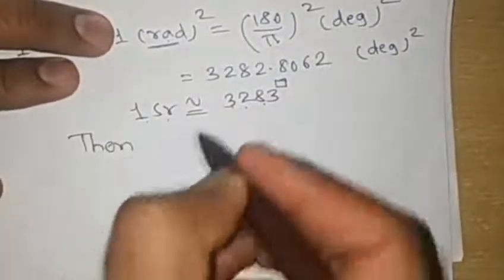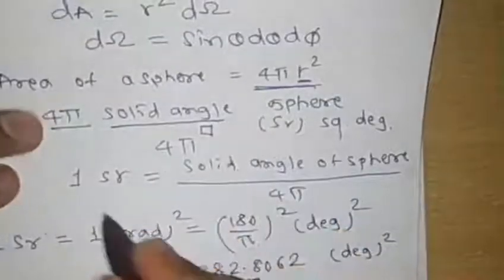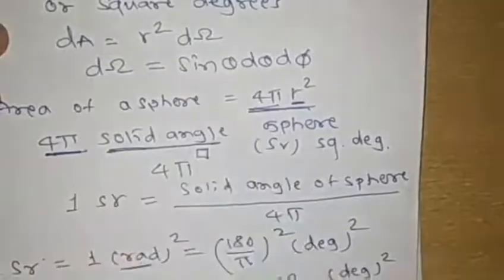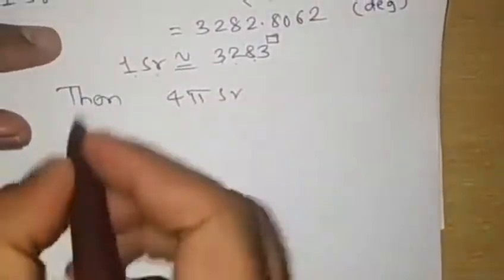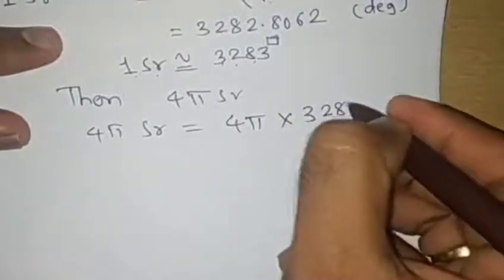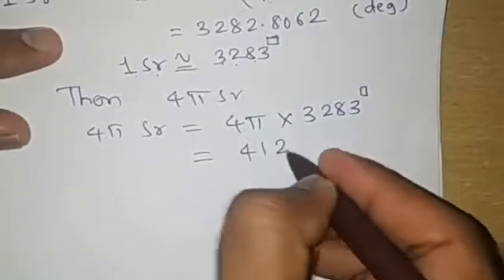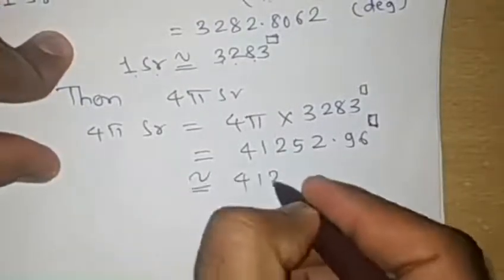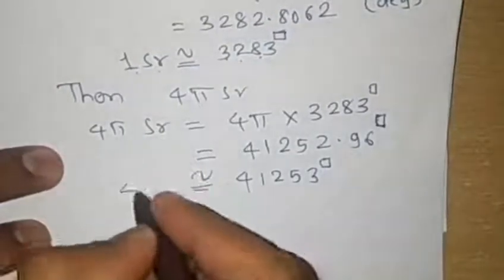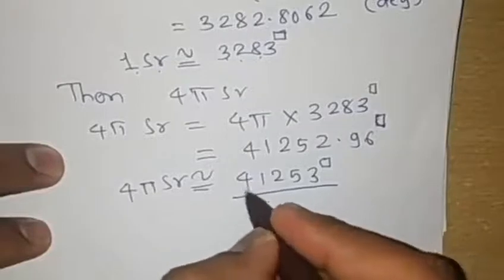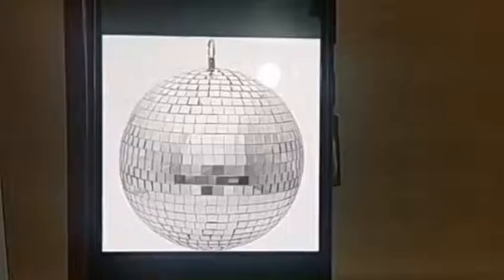Then what will be 4 pi steradian? Because here we obtained that a sphere can subtend totally 4 pi steradians. So in order to calculate that, a simple multiplication, 4 pi into 1 steradian is 3283 square degrees, becomes 41,252.96 square degrees, which can be approximated as 41,253 square degrees. So a sphere which is subtending 4 pi steradian can also subtend 41,253 square degrees.